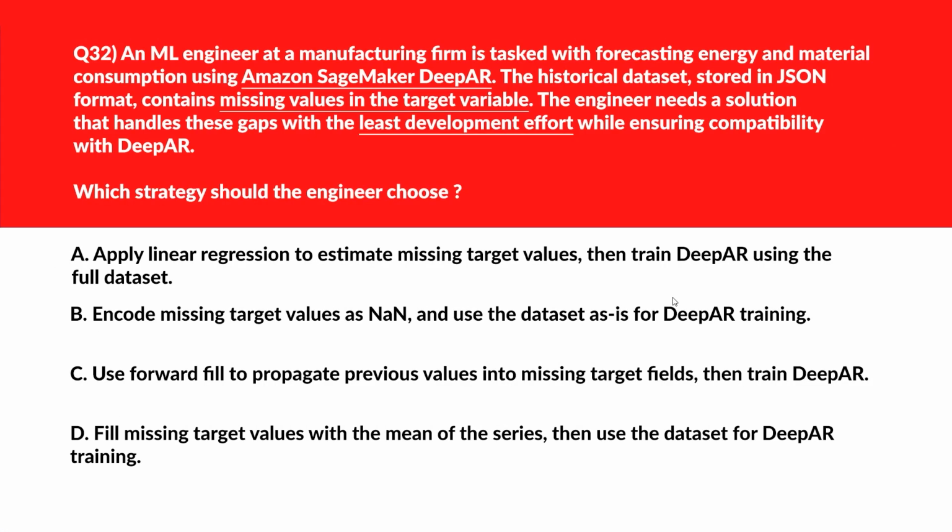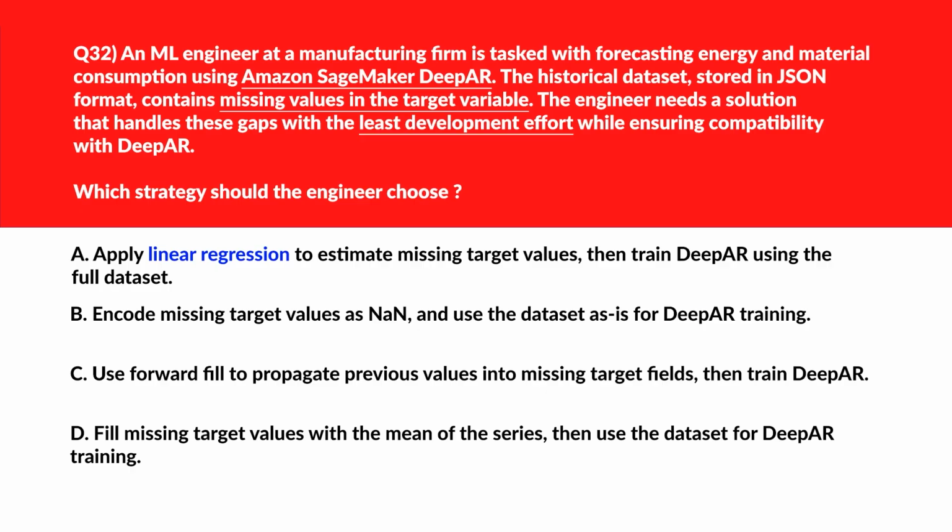Okay, let's look at this question. This will test your concepts on SageMaker DeepAR. Option A says apply linear regression to estimate missing target values, then train DeepAR using the full dataset. Linear regression adds unnecessary pre-processing and may introduce bias in time series patterns. Therefore, incorrect. Let's now move to option B.